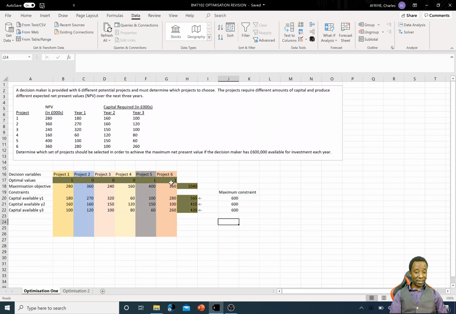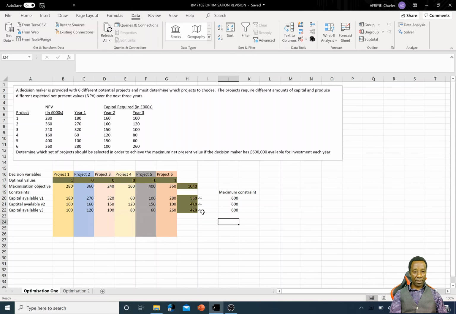And why has it made these choices? It's made these choices because it's telling us that, look at the capital requirements. These are the sums of capital that we will be using in each of the respective years. So in year 1, we would use 560 out of the 600. In year 2, we'll be using 410. That means we have some slack, a bigger amount of capital unused. And in year 3, we have huge sums of capital that we're not using.